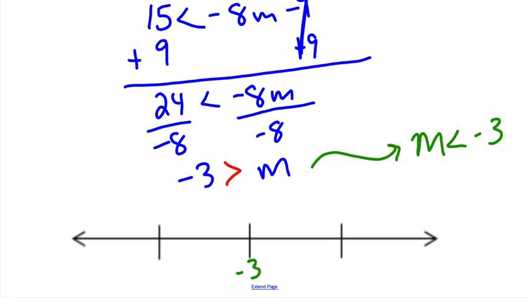So I'm going to put the number in the middle, one number greater than it on the right, one number less than it on the left. This right here will be an open circle at negative 3 because it's just less than and not less than or equal to. And less than means we're shading everything to the left. Okay? So there's your final answer for that one.